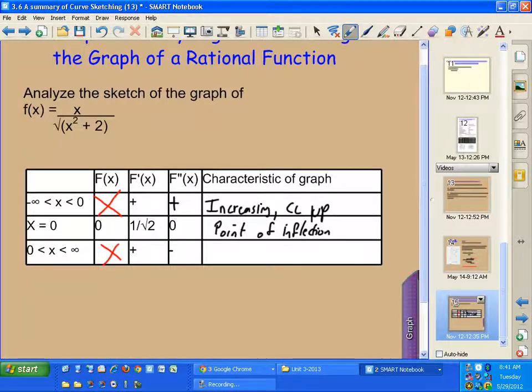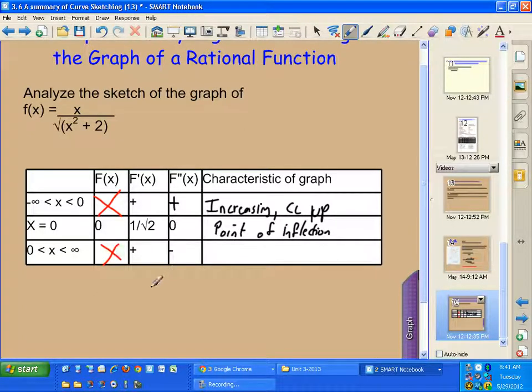And then the last interval, how I broke this up was basically I took the first derivative, found the critical numbers, took the second derivative, and found any possible points of inflection. The only thing that I found was this 0 value. And so that's how these tables are set up.